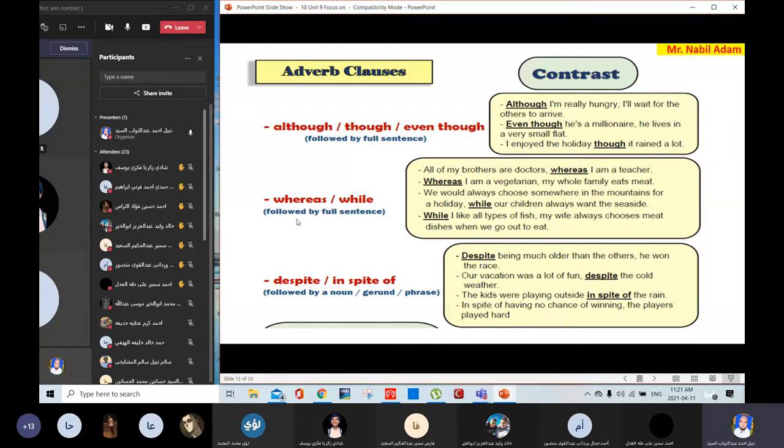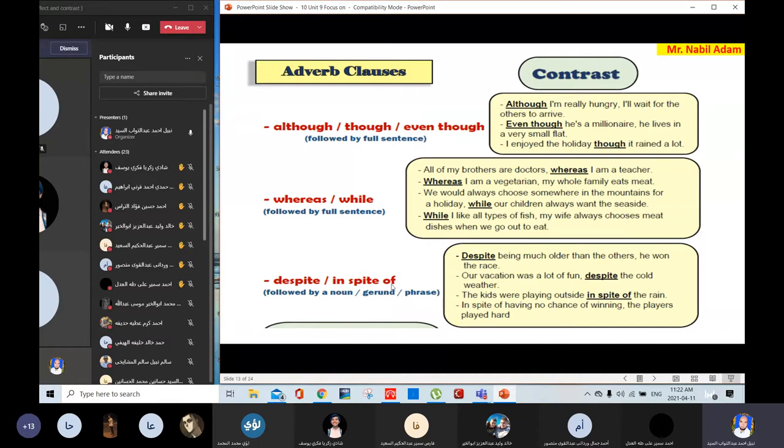As for whereas and while, also followed by a full sentence, meaning while or whereas, the same usage as although, though or even though. All of my brothers are doctors whereas I am a teacher. I am a vegetarian whereas my whole family eats meat. We would always choose somewhere in the mountains for a holiday while our children always want the seaside. While I like all types of fish, my wife always chooses meat dishes when we go out to eat.